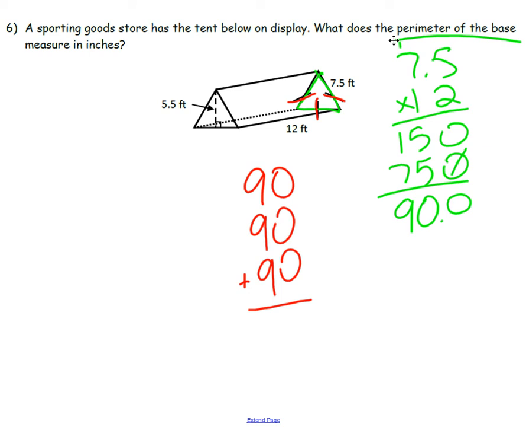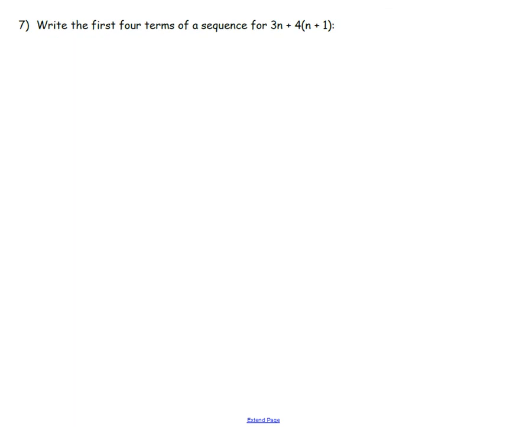It's 270. Your microphone's not even on. See, you guys are good kids. You can add 90 plus 90. That's not what you said earlier. So that's 270 inches. Since it's perimeter, is that inches squared? No, perimeter is just in one dimension. So the answer is 270 inches.